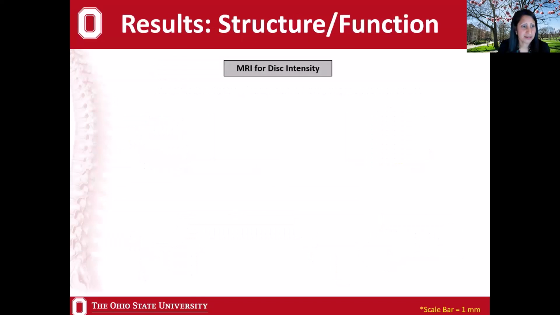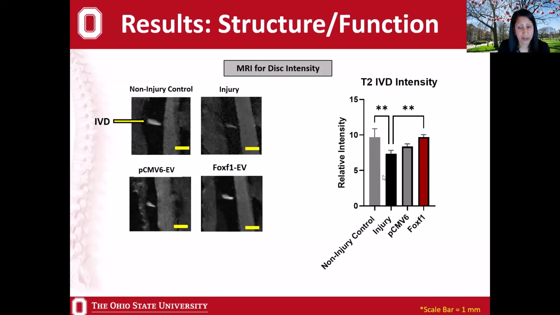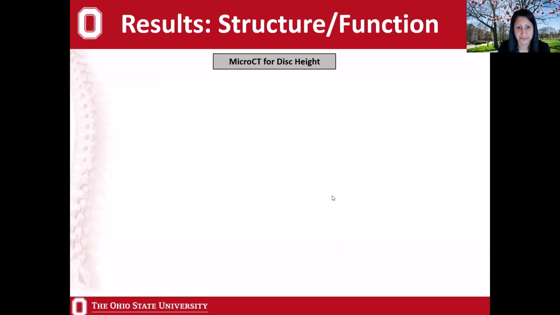So in terms of looking at initial structure function, we did MRI to look at signal intensity as a measure of tissue hydration. The control is nice and white, bright, high in signal intensity, and then with injury we see a decrease, but then restoration with our FOXF1 group. We quantified the signal intensity, and what we saw was an increase in signal intensity with the FOXF1 group compared to injury. So demonstrating that we're getting some restoration of this tissue hydration.